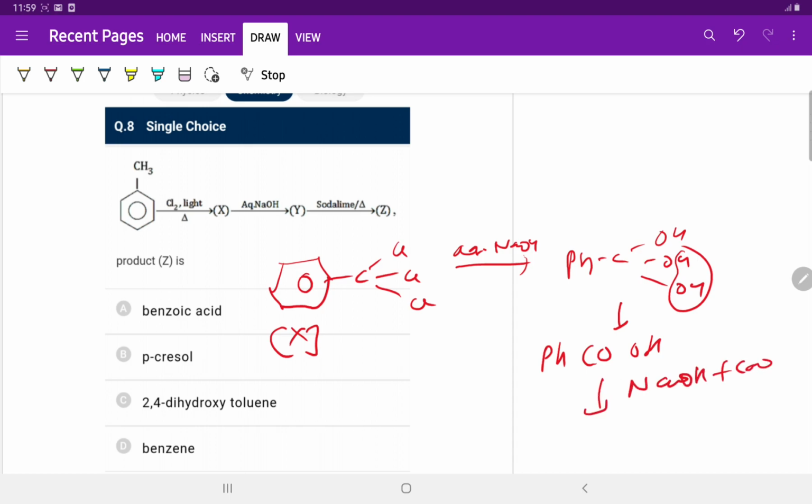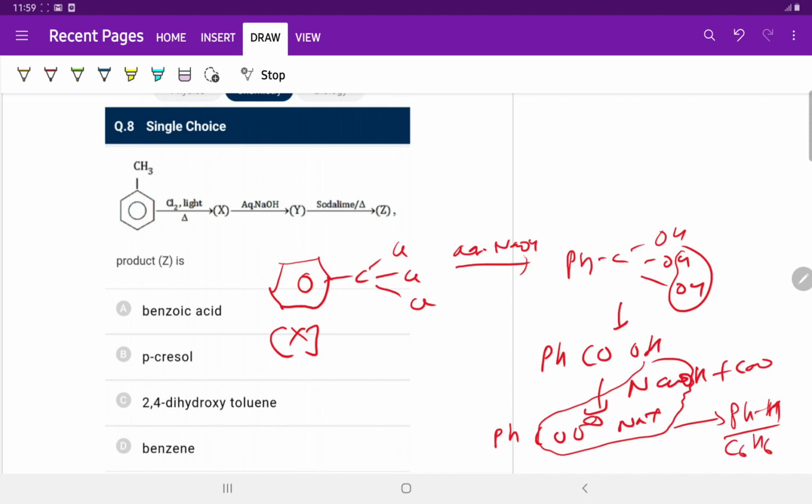decarboxylation takes place. PhCOO- Na+, and there is an elimination of Na2CO3 and benzene is formed. PhH means C6H6. So option D is correct for question number 8.